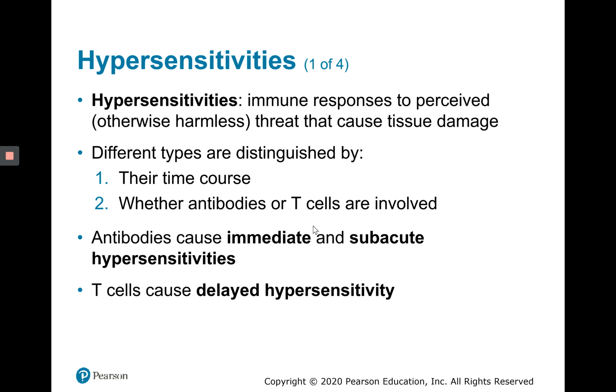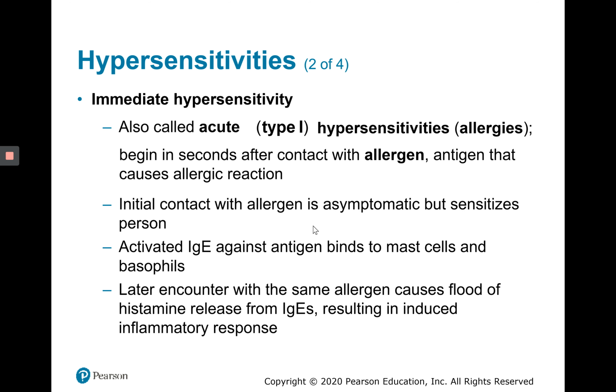And then we still want to mention hypersensitivities, which are immune responses to perceived, otherwise harmless threats that cause tissue damage. So kind of like allergies or allergic reactions. There's different types of hypersensitivities based on their time course and whether or not they use antibodies or T cells. Antibodies are just going to cause immediate or subacute hypersensitivities, whereas T cells cause delayed hypersensitivities.